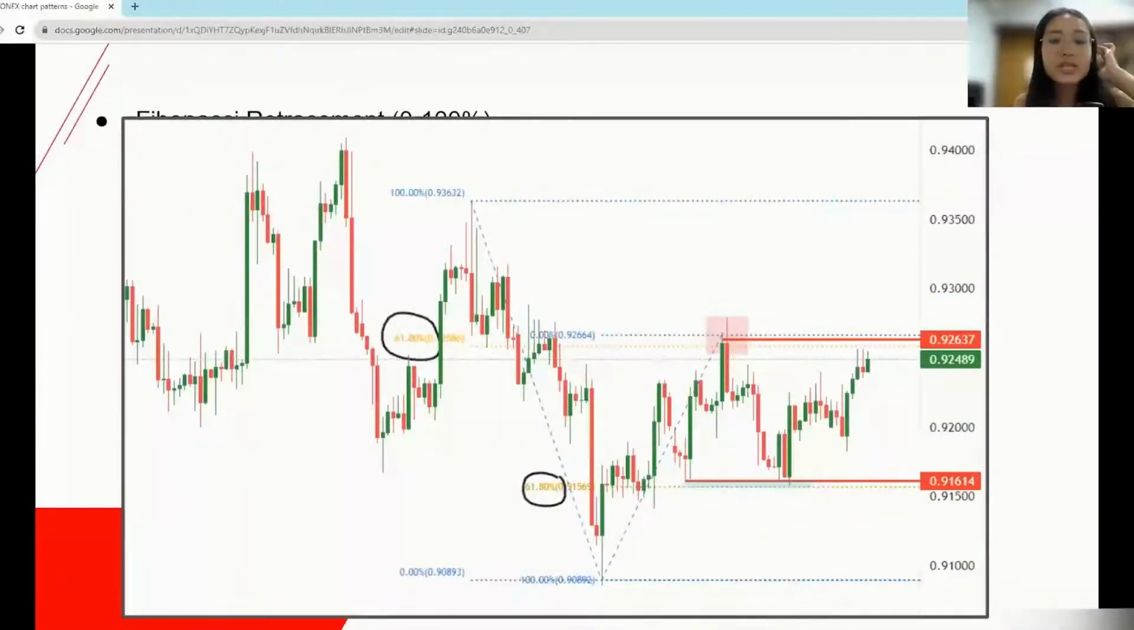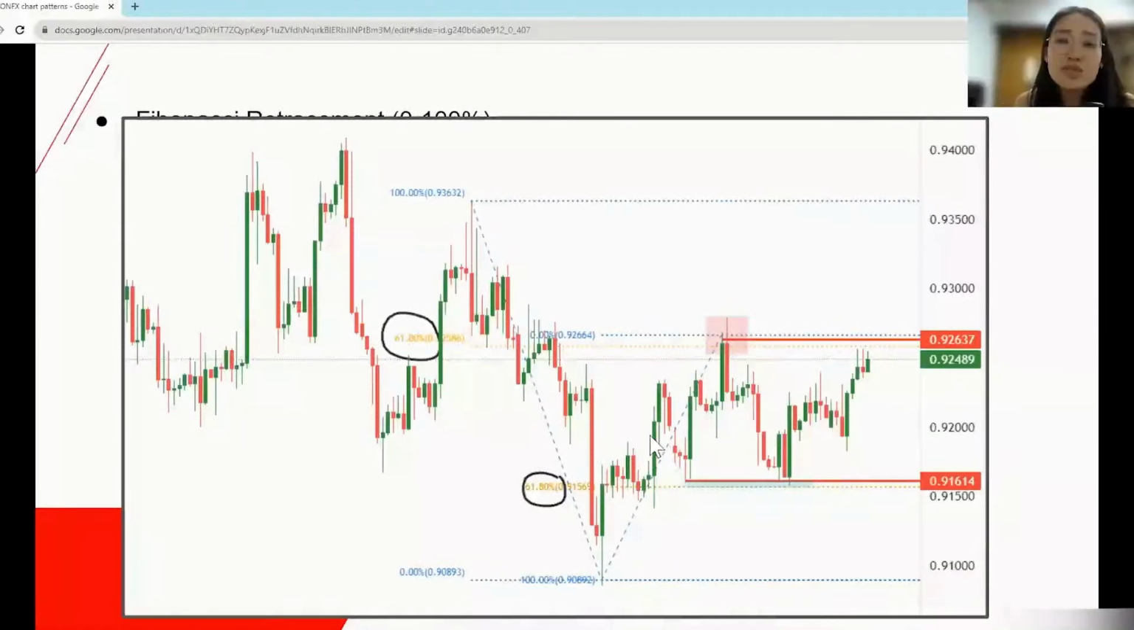Okay, so in this example, we have two Fibonacci retracements. So notice how the big Fibonacci retracement trend line, price reverses off the 61.8% Fibonacci retracement level. Okay, so my Fibonacci retracement that I was talking about is here. We have the bigger one and the smaller one here.